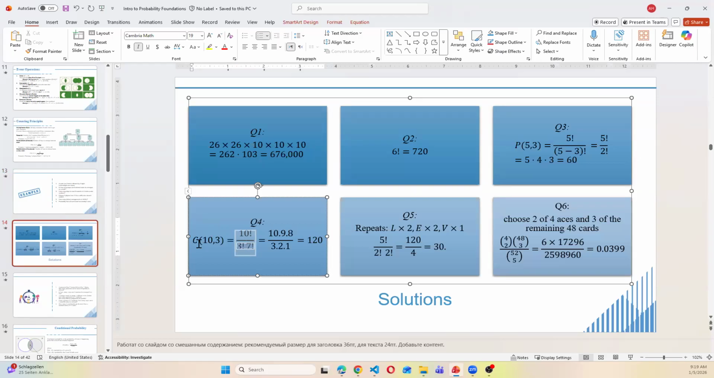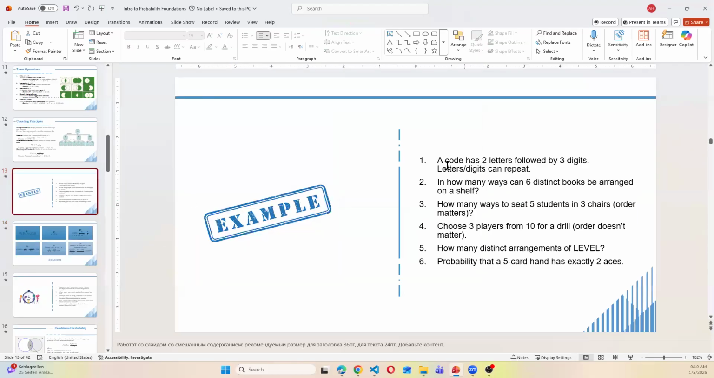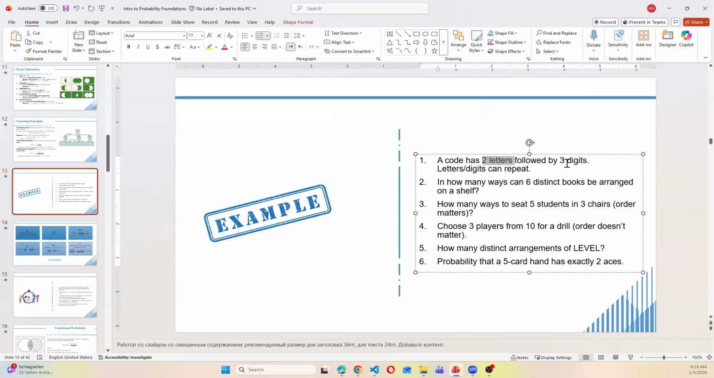Yes, sir. Can you please put some light on the first question again? So the first one is a code that has 2 letters followed by 3 digits. So there you can see, in English, how many alphabets do we have?